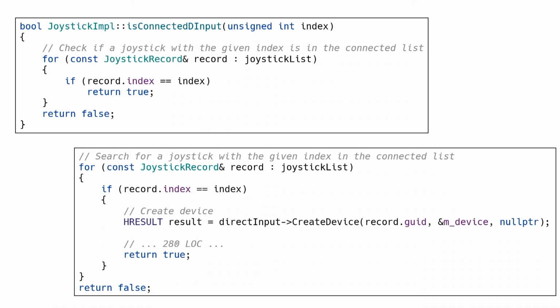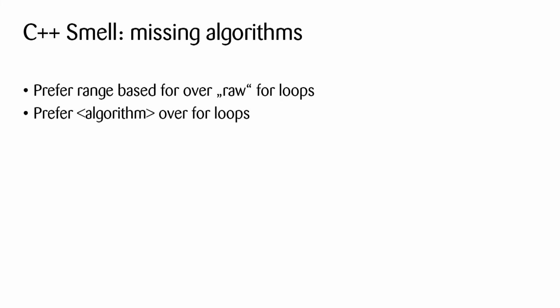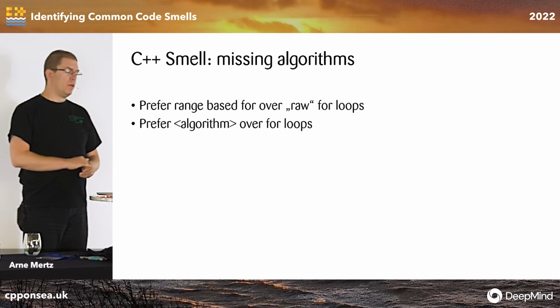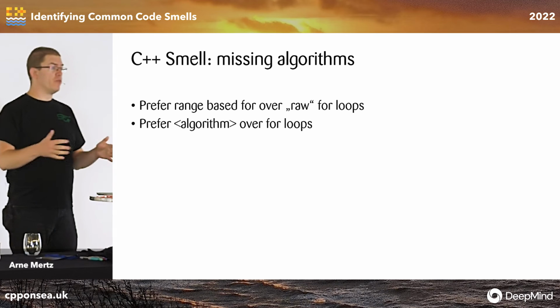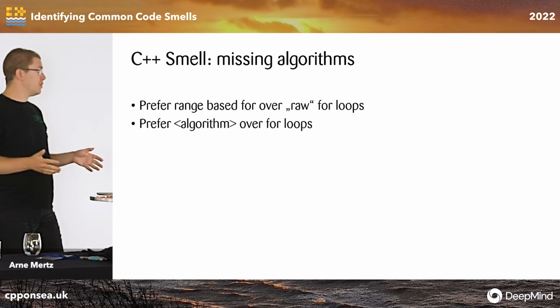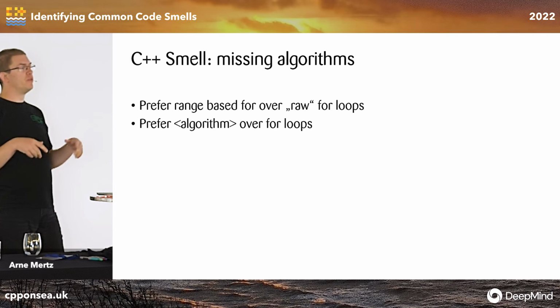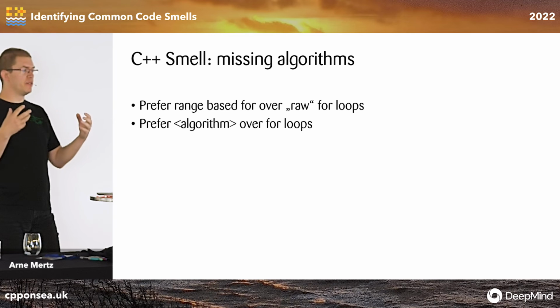2.5 years ago, they were still raw loops, like iterator loops, because back then they were still using C++03, but still, range-based for means we are probably missing algorithms. So we should prefer range-based for over raw for loops. That's good, but we should prefer algorithms over for loops, because algorithms give names to the stuff we are doing here.